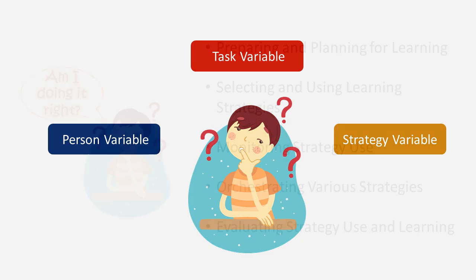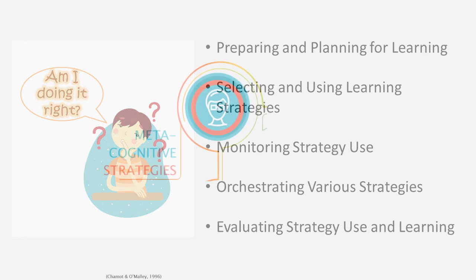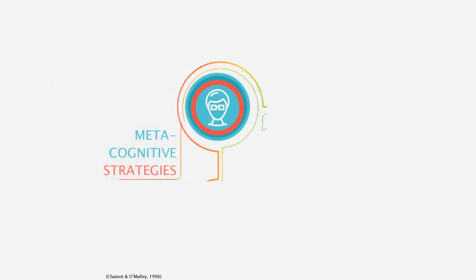Students can use this knowledge to prepare and plan for learning, select and use strategies, monitor strategy use, orchestrate different strategies together, and evaluate strategy use and learning. So how can we include these ideas in a real classroom? Let's take a look at a three-part model, which will help us to plan sections in which students get to develop their metacognitive knowledge and strategies.